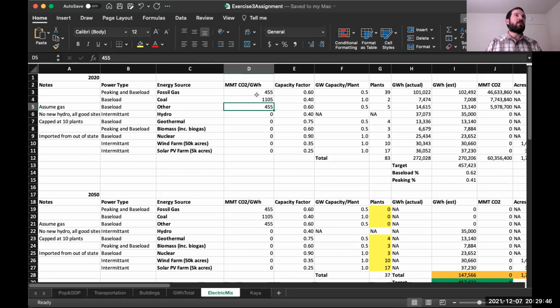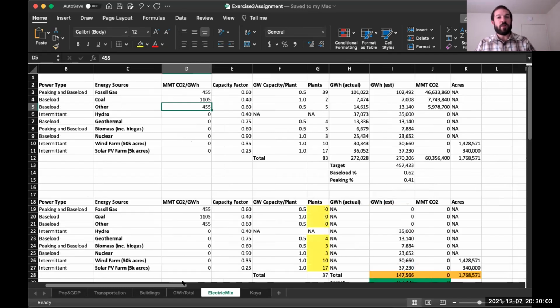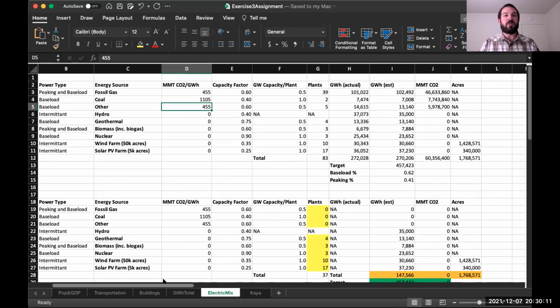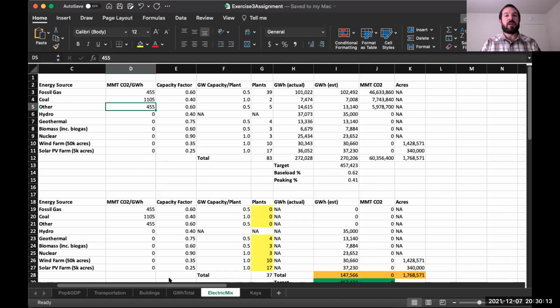So how much CO2 is really being emitted per gigawatt hour of this other category? It's all coming from out of state, and we don't know what it is when it crosses the state line. Sometimes we do, but for the spreadsheet, we didn't know. The website that I drew this from didn't say. So we just assume that it's natural gas. Keep it simple and assume it's something that we can easily model and understand.